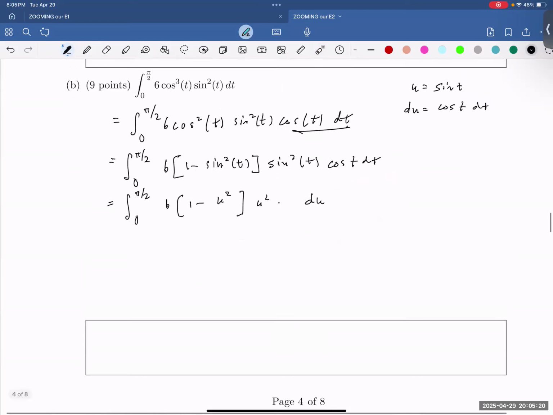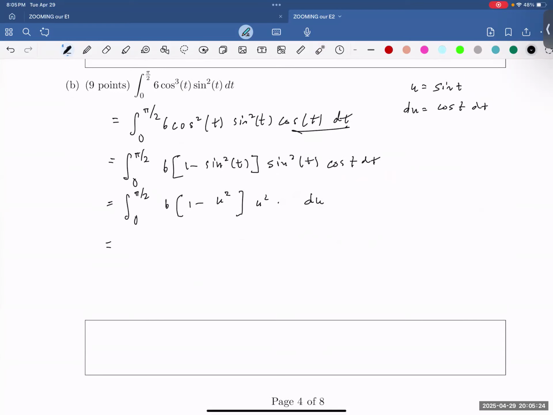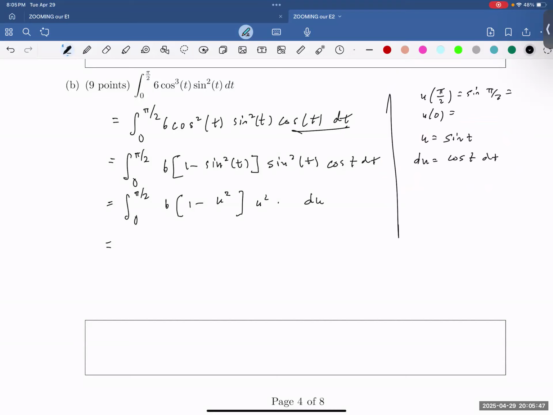Then right now our bounds are with t, but our integrand is with u. So I'm going to switch the bounds. If we switch the bounds, u at pi halves is sine pi halves, that's 1. Sine 0 is 0. So the bounds switch to 0 to 1.